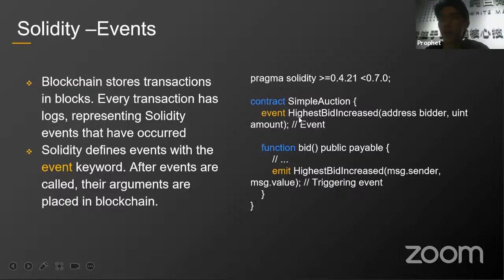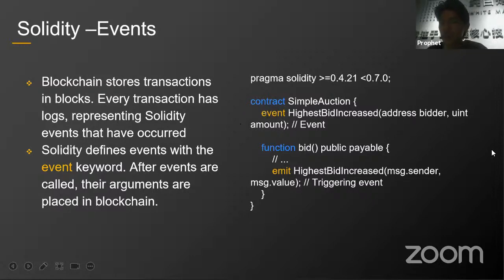Like if you define an event whose name is HighestBidIncreased, and you want to record some highest bids, you can use this event to record. You can define some variables in this event, like the bidder's address. And the highest bid, how much is it? You can use a uint to define it. And you can add an index here. If you add an index, people on the EVM can search these events by the index.